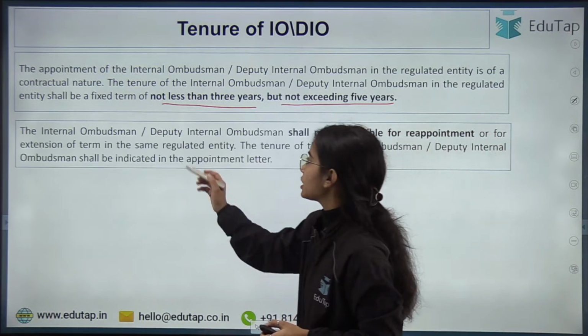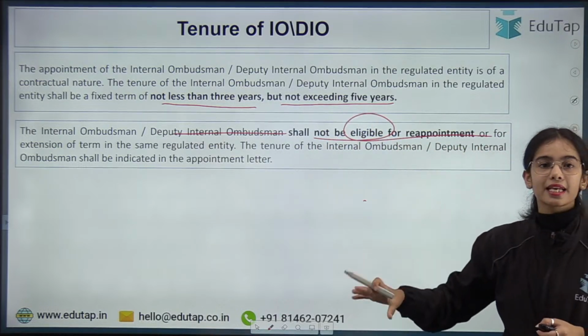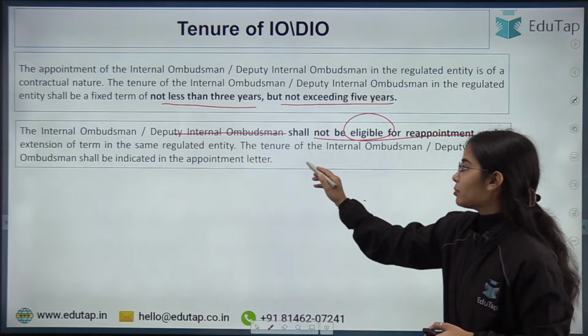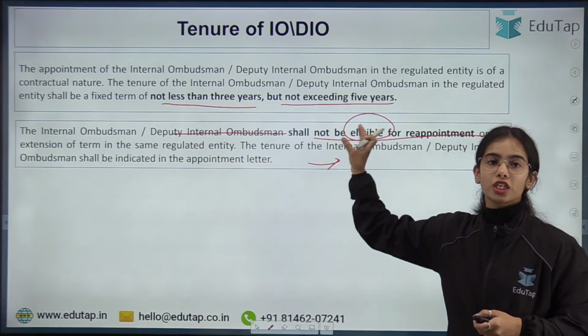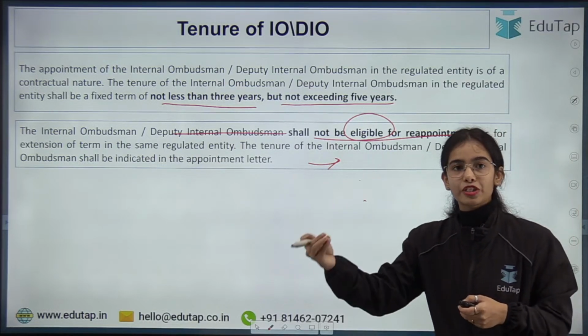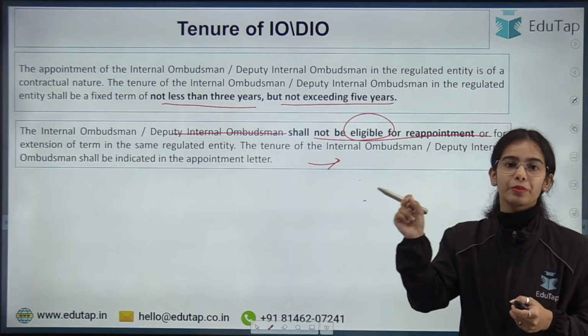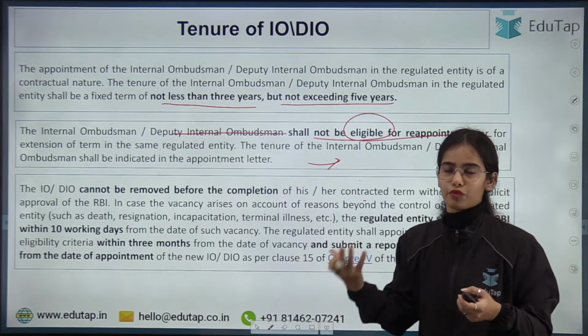The internal ombudsman or deputy internal ombudsman shall not be eligible for reappointment in any case, and in the appointment letter the timeline, the tenure, has to be mentioned. Okay, so reappointment cannot happen, and in the offer letter you have to mention for what tenure the internal ombudsman or deputy internal ombudsman is hired, 3 years or 5 years or 4 years.